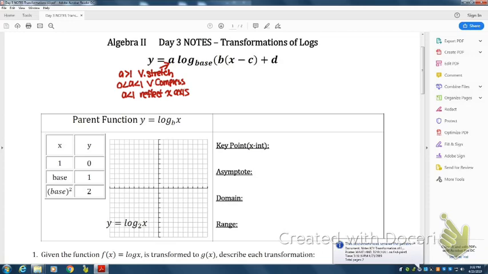Okay. The B value is a horizontal movement. When B is greater than 1, it's a horizontal compression. When B is between 0 and 1, it's a horizontal stretch. And what you do is you flip B around. And when B is negative, it's a reflection over the y-axis.